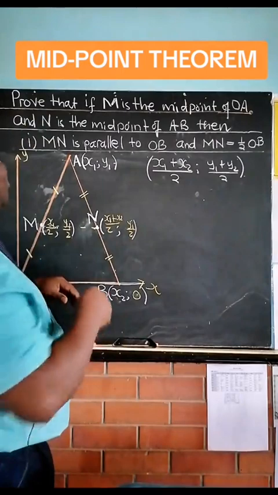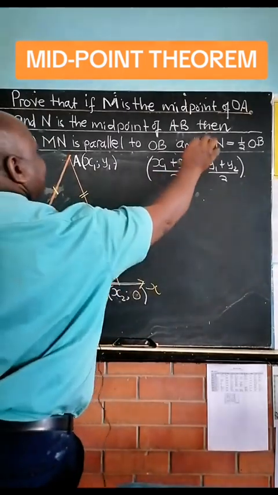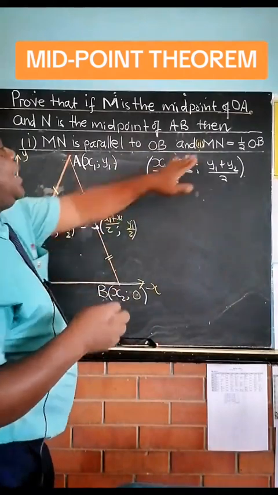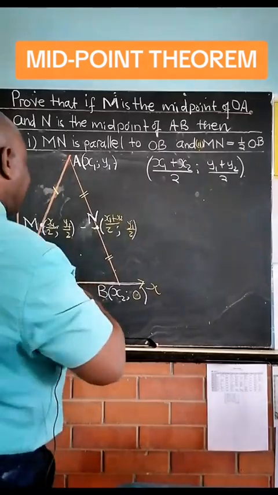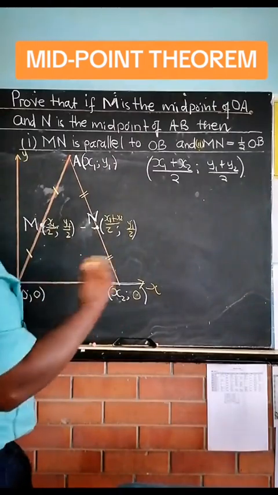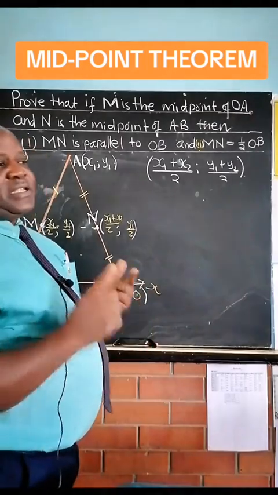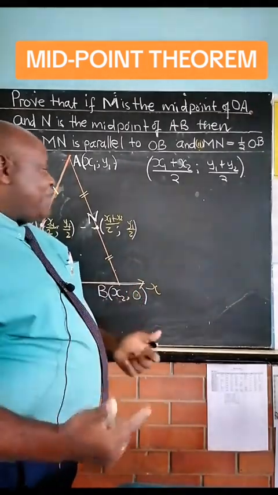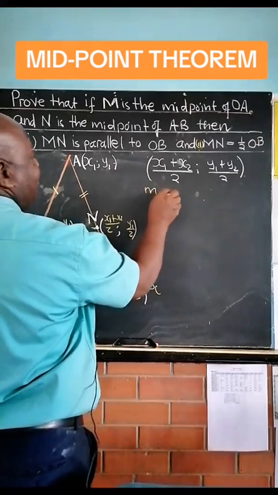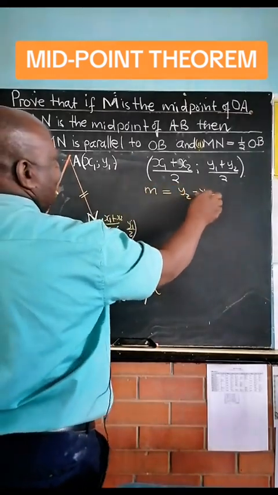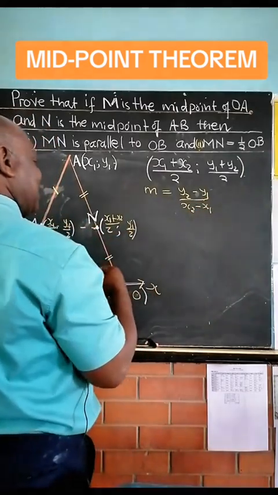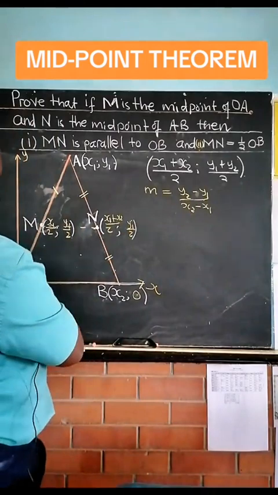Okay, our job is to prove that, firstly, MN is parallel to OB. And then secondly, MN is half of OB. Now, let us first of all prove parallelism between MN and OB. How do we prove that? If lines share the same gradient, it implies that those lines are parallel. Let us use the formula for gradient, which is the gradient of a line m is y2 minus y1 over x2 minus x1.